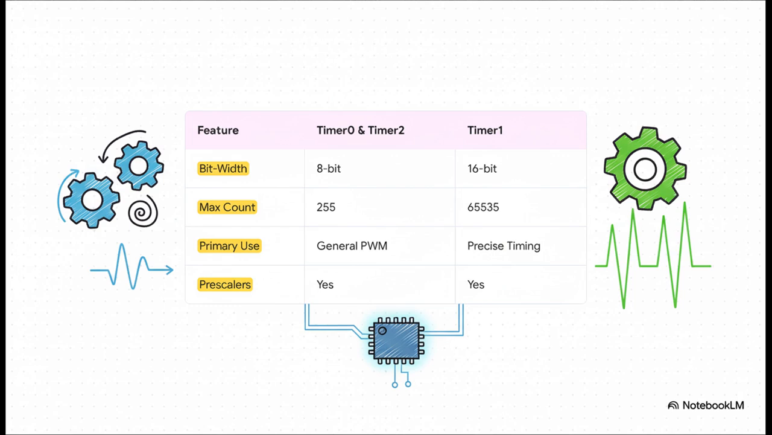And what's this prescaler thing? Think of it like a gear on a bike. It lets you slow down the clock speed that the timer uses so you can measure much longer periods of time without the counter overflowing.